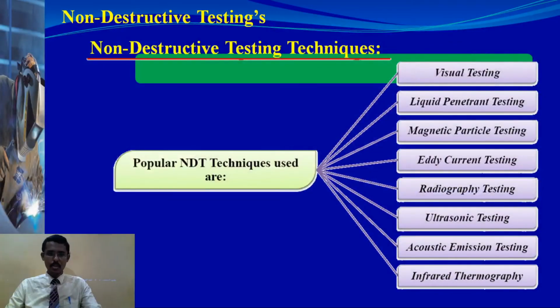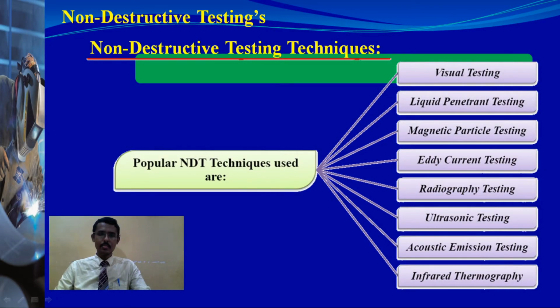In today's class, we are going to see about the applications of NDT techniques. We know the top 8 mostly used NDT techniques, such as visual inspection, liquid penetrant inspection, magnetic particle inspection, radiography, ultrasonic, acoustic emission and infrared thermography. And we have studied all these inspection methods with respect to their principles.